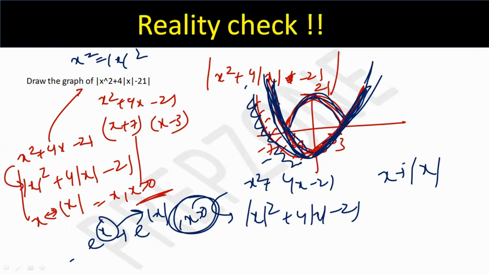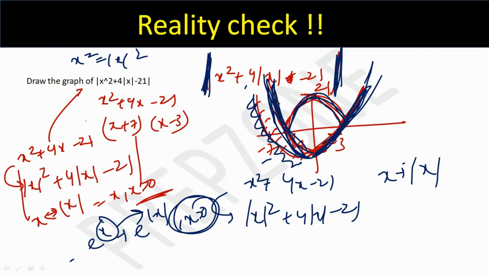Actually, I'm still thinking, you mean that the 3 here is just replicated there and then again the mirror image is taken. Correct. Okay, got it. So again, we have taken the mirror image because of this modulus.